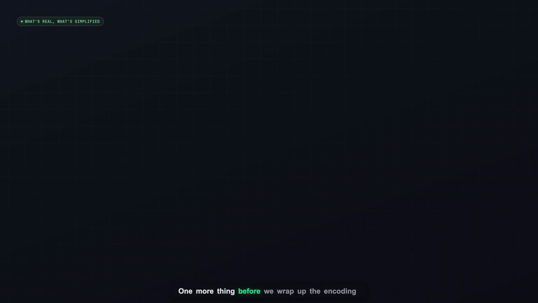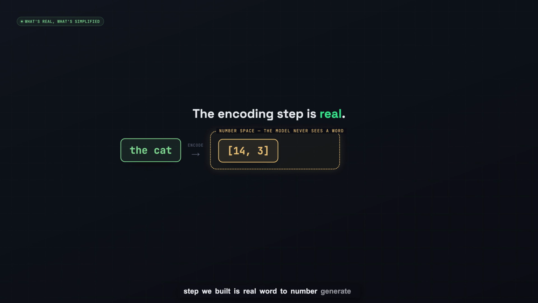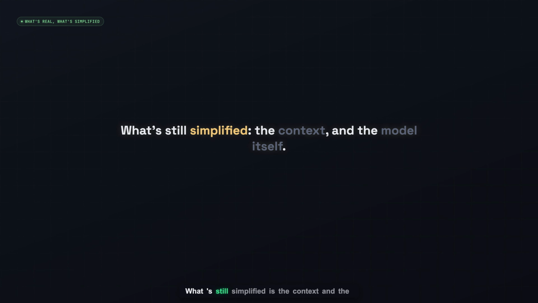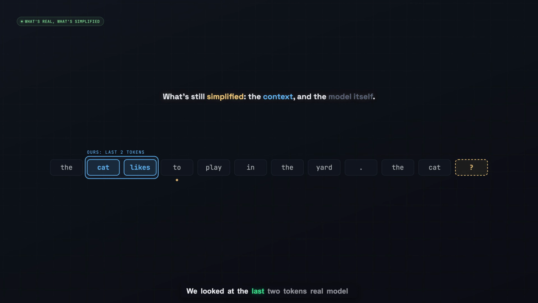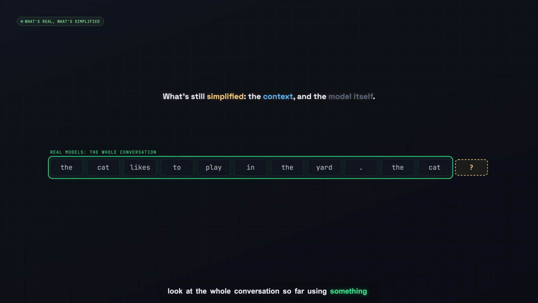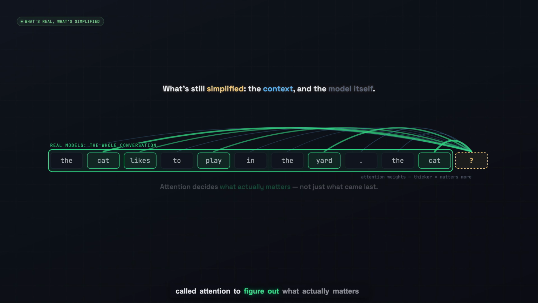One more thing before we wrap up. The encoding step we built is real. Word to number, generate in number space, decode back to words. That's actually how it works, just with a much smaller vocabulary. What's still simplified is the context and the model itself. We looked at the last two tokens. Real models look at the whole conversation so far, using something called attention, to figure out what actually matters.